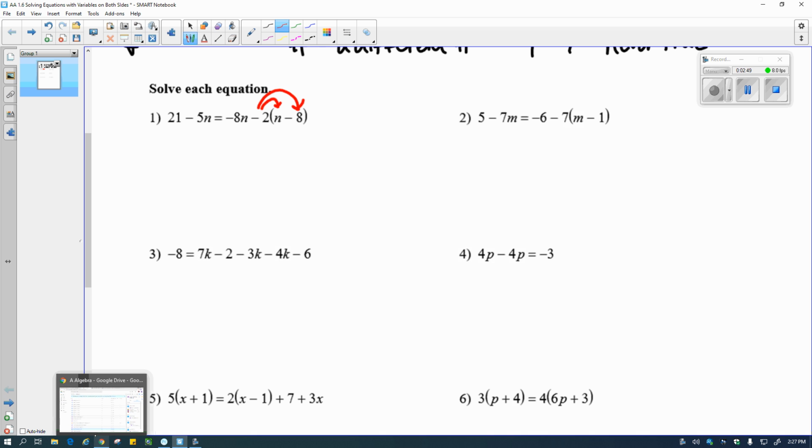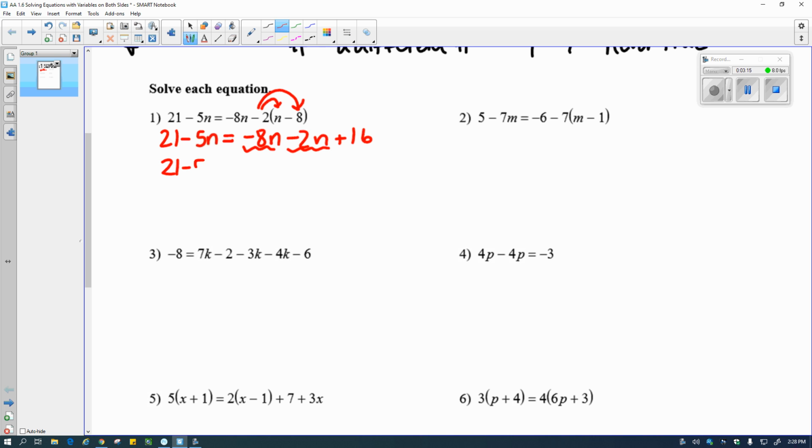So I want to get it down to a situation where I have a number and a variable equals a number and a variable. And so I have 21 minus 5n on the left-hand side. That one's in pretty good shape. I have a number and a variable term. And now I'm going to simplify the other side. So negative 8n, distribute minus 2n plus 16. Well, I can still combine like terms. So 21 minus 5n still hasn't changed. I do the other side, negative 8n minus 2n, meaning I clean up the other side. Negative 10n plus 16. Now I'm in a situation where I have variables and numbers on each side, a number and a variable term and a number on each side.